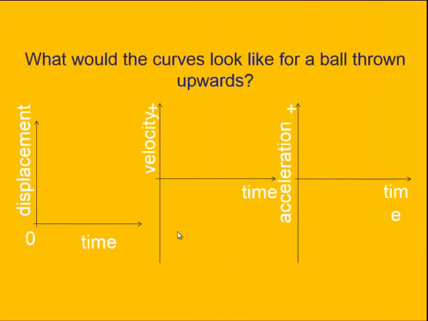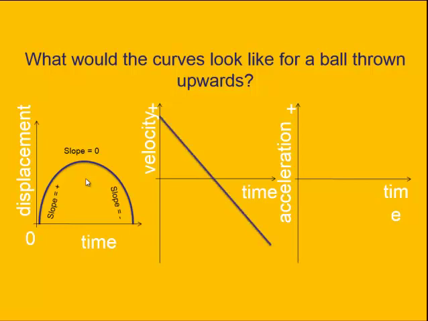Think about what the curves would be like for a ball thrown upwards. Displacement would show it would curve upwards, reaching the highest point and then come back down again. At its highest point the slope would be 0. It could be considered to be momentarily stationary. That point of momentarily stationary is the point where the velocity goes from being in the upwards direction to the downwards direction, so from positive to negative here.